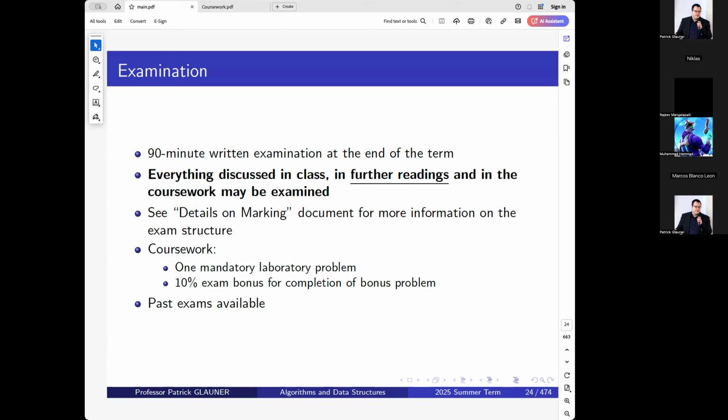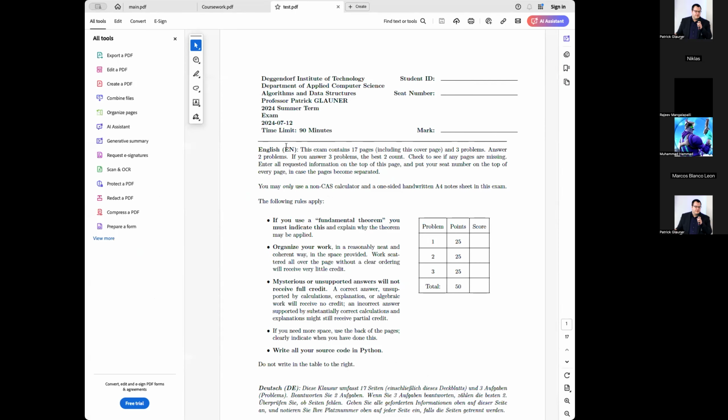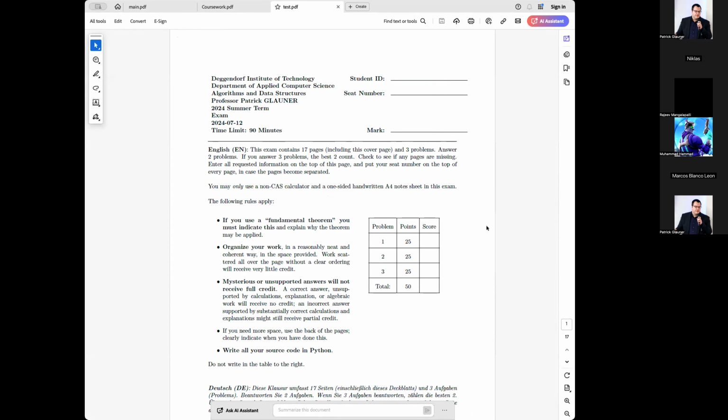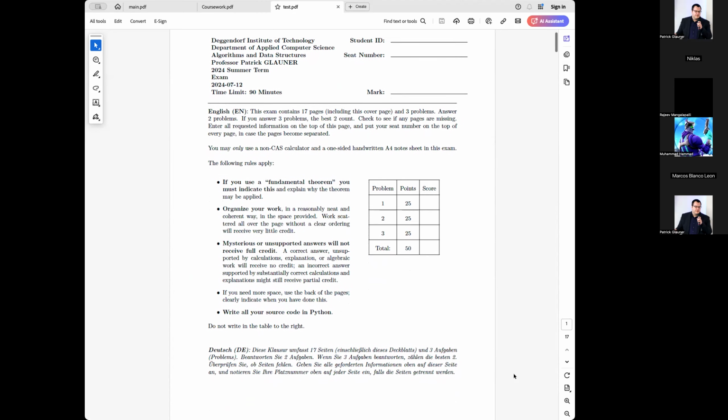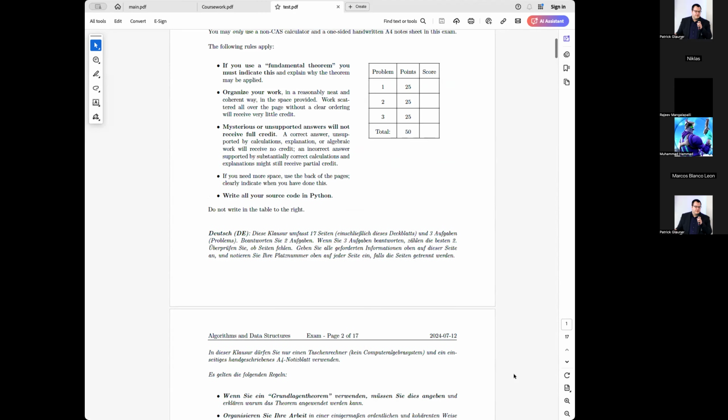I'll say a few words about the exam now. So the exam is a 90-minute written exam that takes place in July. You find all the past exams in my Nextcloud directory, to which I'm referring from the iLearn course. And this is the exam paper from last year.